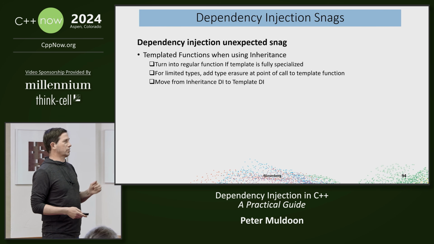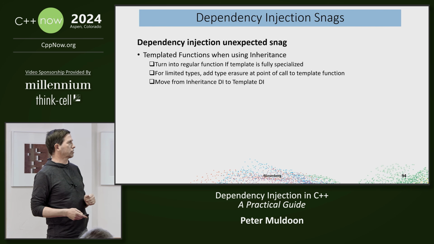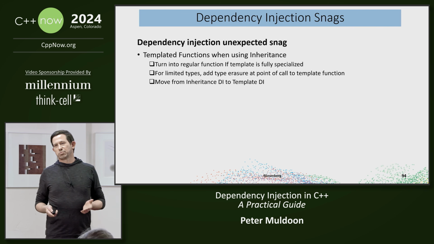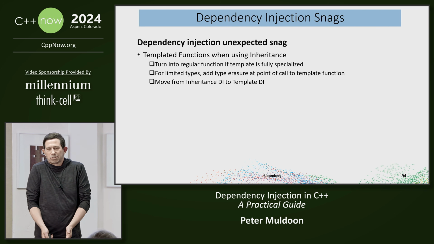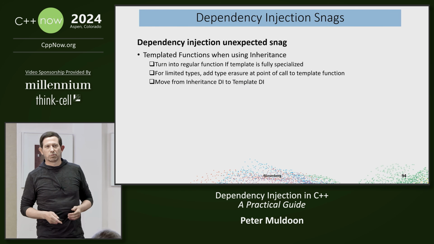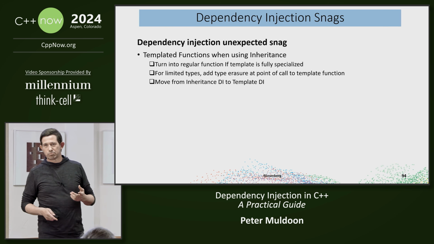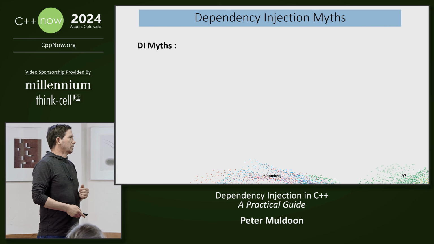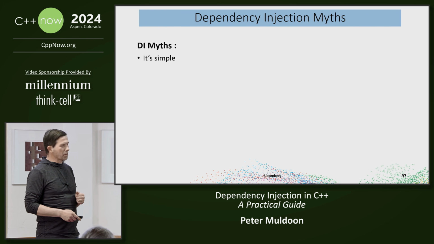For limited types, you can add type erasure, so have some type of function call. But in reality, what you should move to is template, right? You have templates all the way down from there anyway, so it shouldn't be an issue adding one extra template parameter, right? And if you want to do it really nice, you can add these in as a concept, okay? So let's go back to the dependency injection myths.